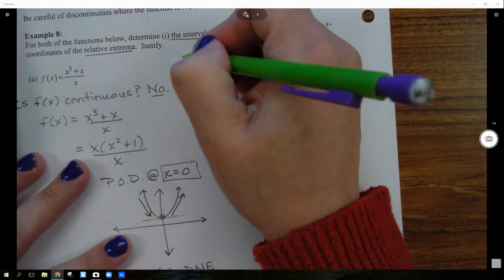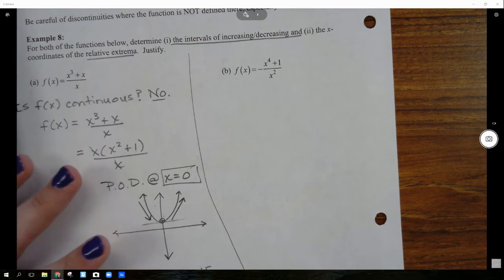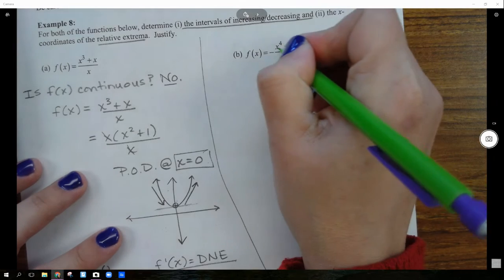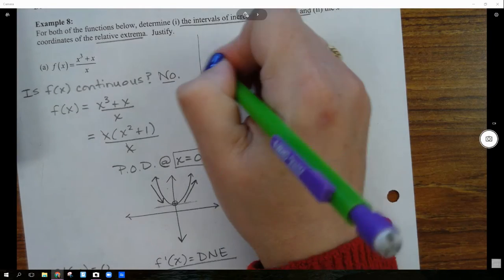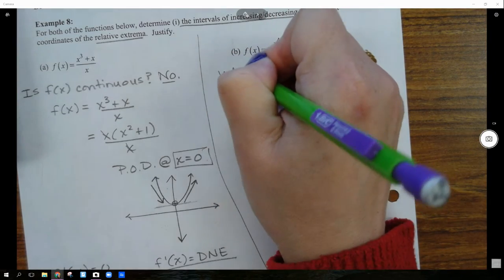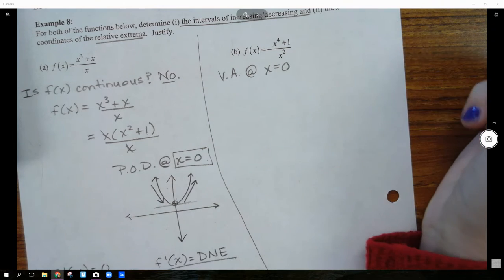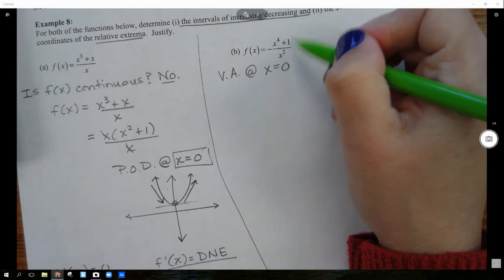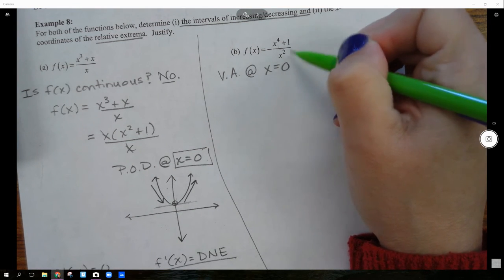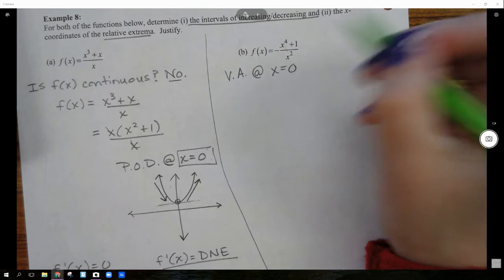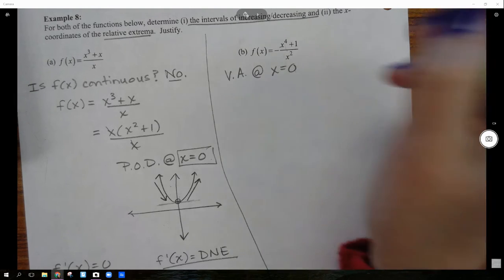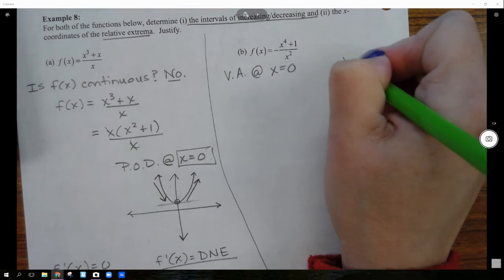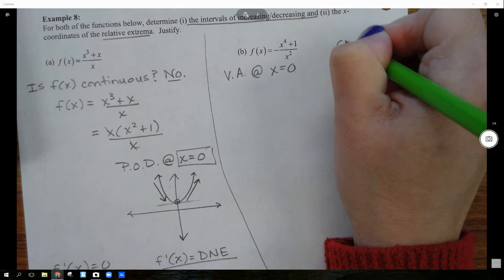Part B, same idea kind of, only we can't factor out an x, so we don't have a point of discontinuity. Instead, we have a vertical asymptote at x equals 0. Nothing cancels here. We do need to take the denominator and set that equal to 0. So you're going to have a vertical asymptote, so that means x equals 0 is going to be one of your critical points.